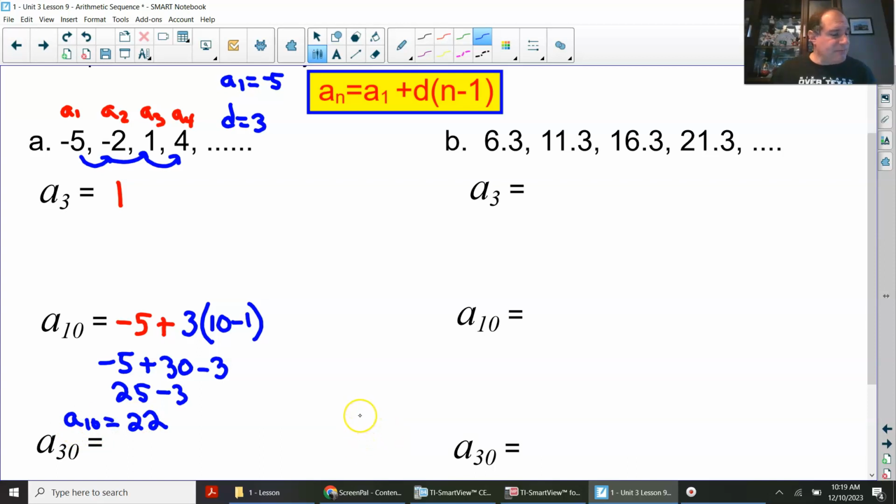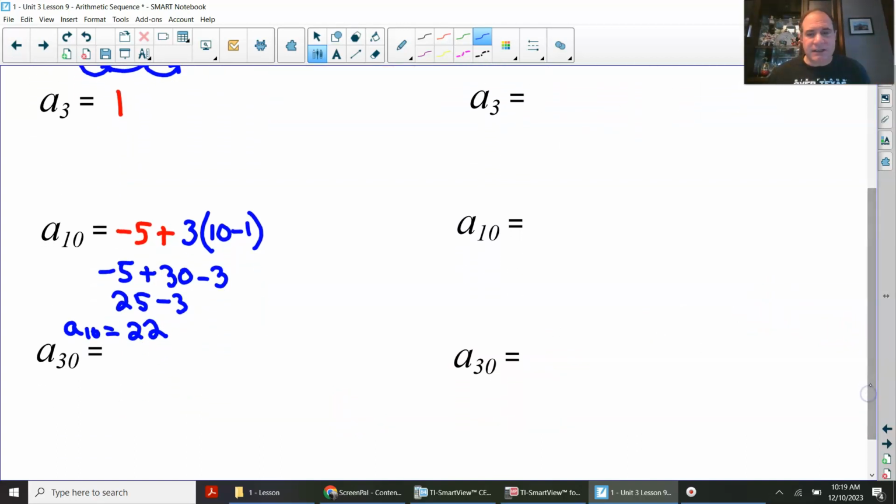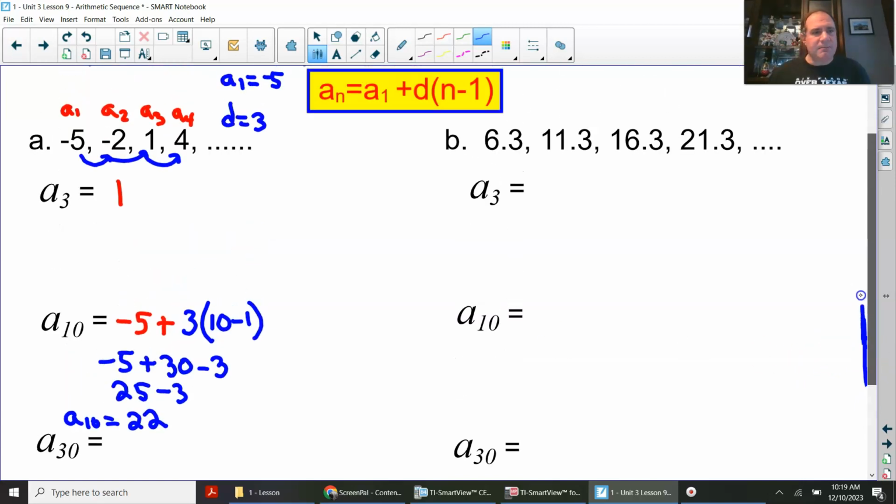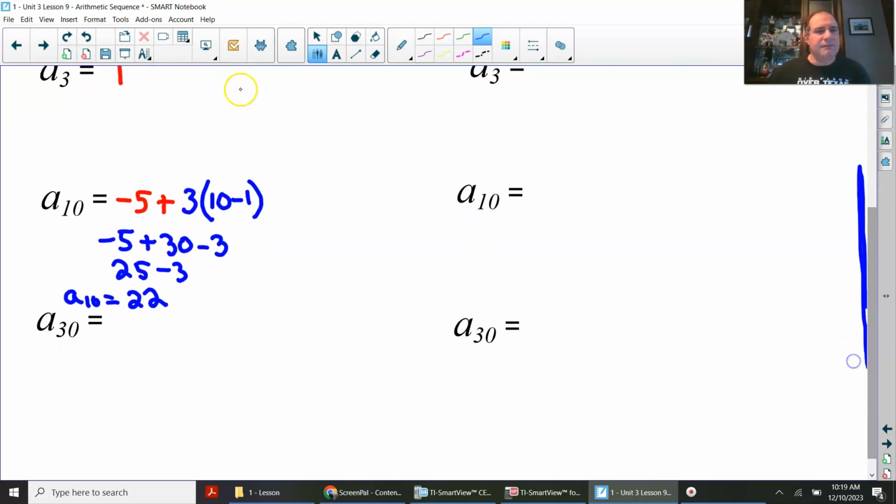So a sub 10 equals 22. Again, I'm not going to do it that way anymore because it really is annoying as far as the figuring it out goes. Just put it into the calculator and you're ready to go. So a sub 30. So a sub 1, I have to just go back up and say a sub 1 is -5.